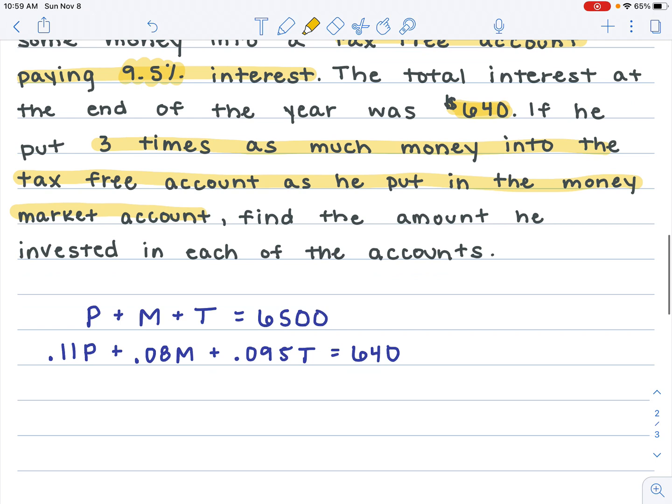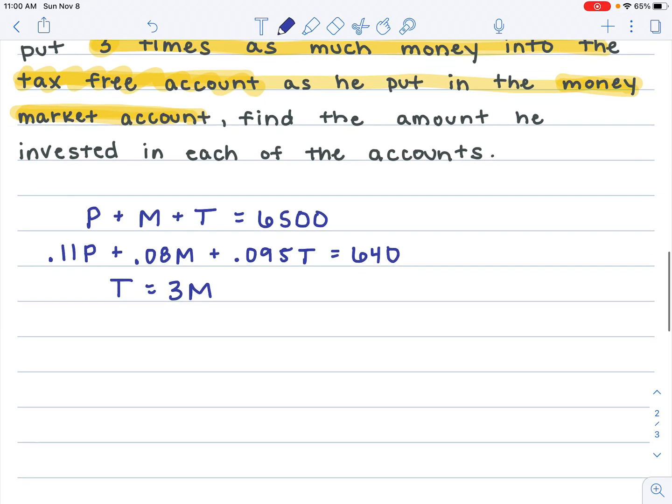And the last thing we have to address here is 3 times as much money into the tax-free account as he put into the money market account. So when you read this, you have to figure out which account has the most. Well, the account that has the most is the tax-free account. So that's going to be, the tax-free is T equals. All right, now he put 3 times as much into that one as he put into the money market account. So you're going to do 3M. All right, because there's 3 times more. Whatever you put in the money market, you tripled that to put it into the tax-free.